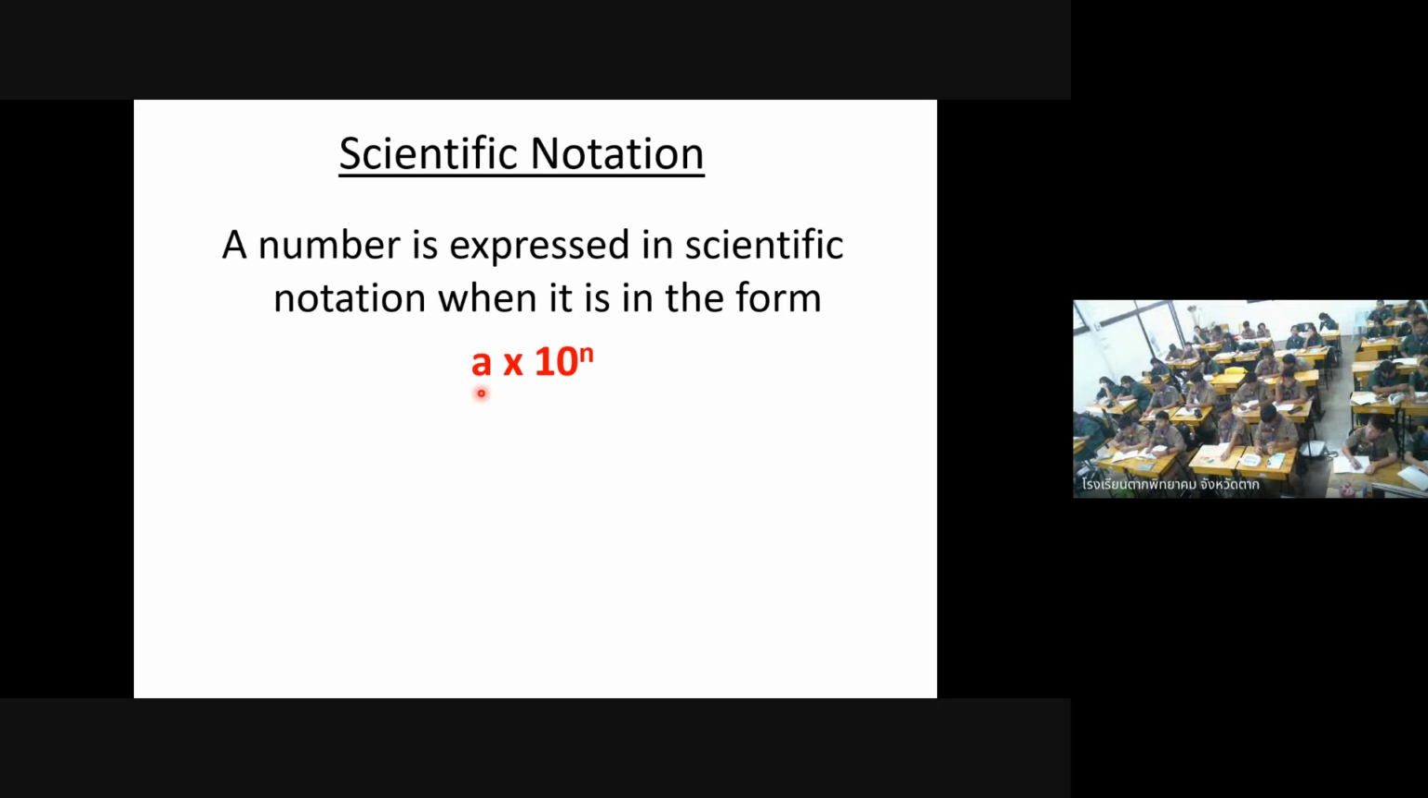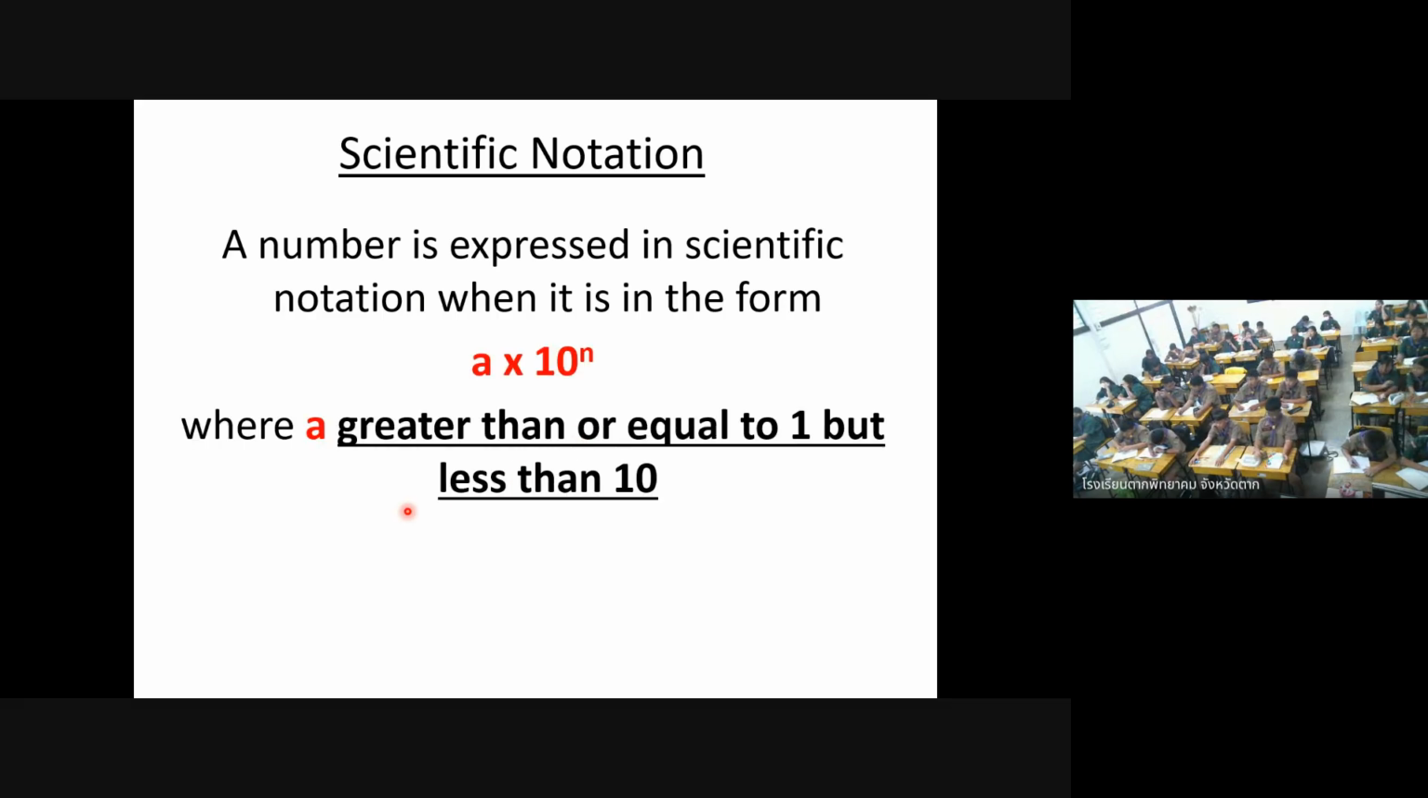A product of a number, let's say that number is a times 10 to the power of n, where this exponential number is base 10 and a is a number that is greater than or equal to 1 but less than 10. What does a equal to? It should be greater than or equal to 1.